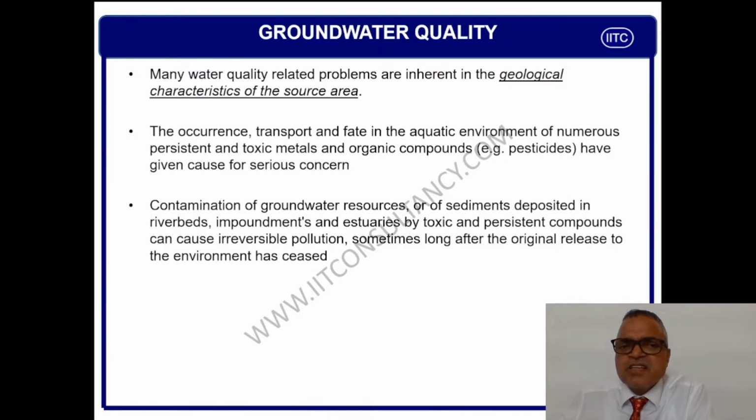Pesticides and insecticides are used heavily in agriculture. This has serious concern for human health. Contamination of groundwater resources and sediment deposition in the riverbed creates problems, and this may prevent water percolation or water level recharge in the ground. Impoundments and estuaries polluted by toxic and persistent compounds can suffer irreversible pollution. Irreversible, you cannot reverse the pollution, sometimes long after the original release to the environment has ceased.